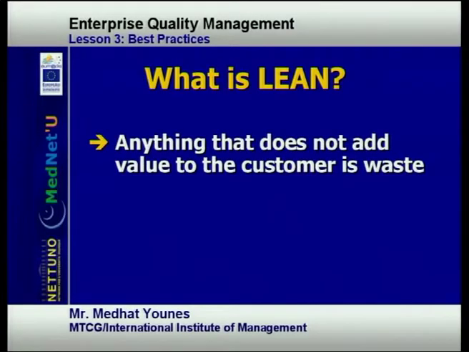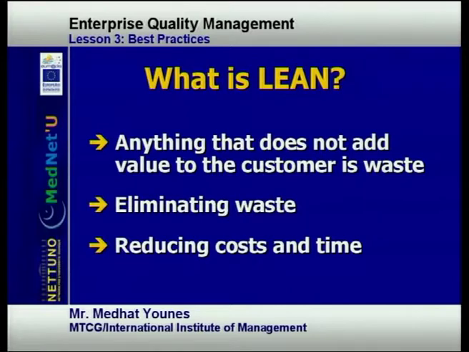So what's lean manufacturing? The principle in lean manufacturing is that anything that does not add value to the customer is considered waste. Lean production focuses on eliminating waste in processes as well as products. Lean production is about reducing cost and shortening cycle times between order date and ship date.